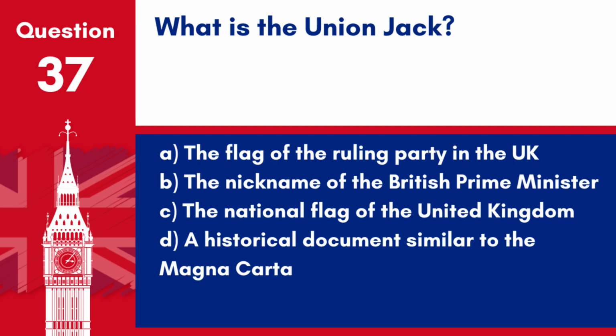Question 37. What is the Union Jack? A. The flag of the ruling party in the UK. B. The nickname of the British Prime Minister. C. The national flag of the United Kingdom. D. A historical document similar to the Magna Carta.